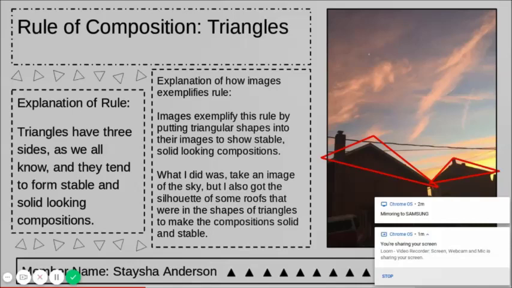What I did was I took an image of the sky, but I got the silhouette of some roofs that were in the shapes of triangles to make the composition solid and stable.